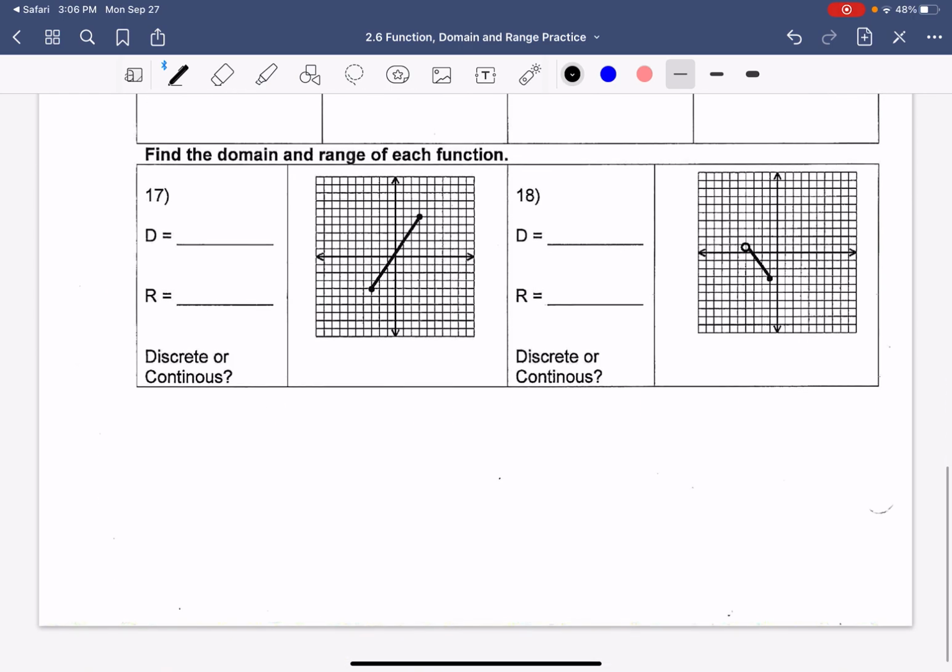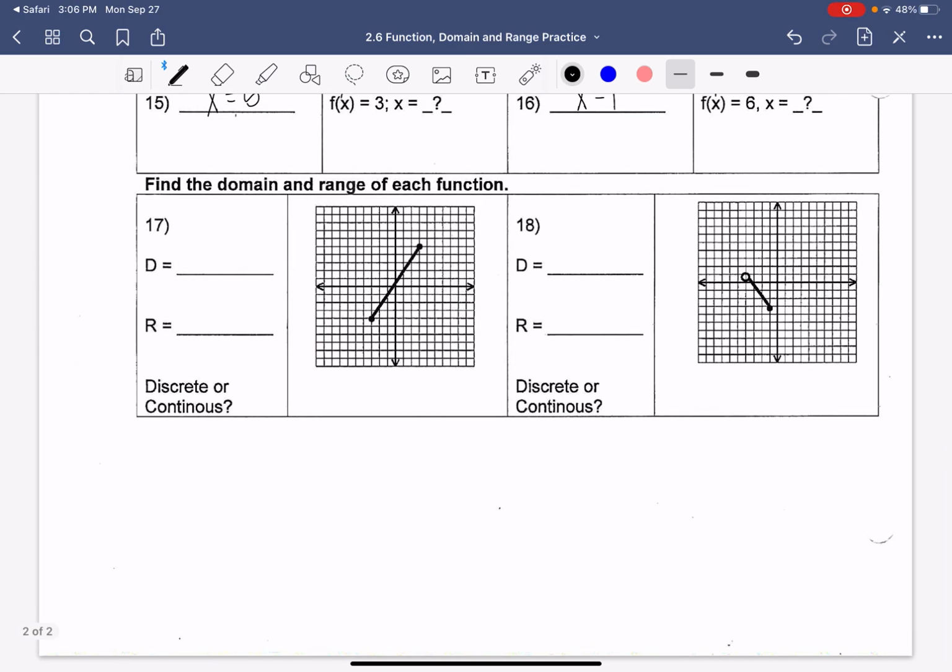All right, last but not least, we have domain and range. Okay, so we're going to go ahead and highlight both of these. These are continuous, and they are continuous because they're both lines. So here's how I tackle these. Domain, it does not matter, it's still left to right.